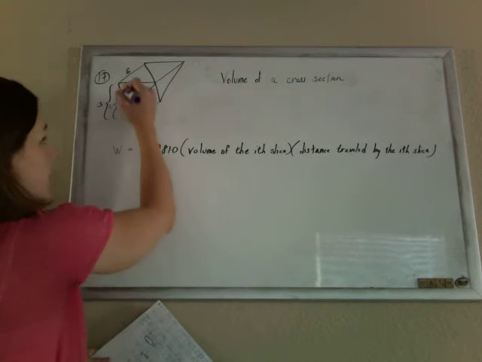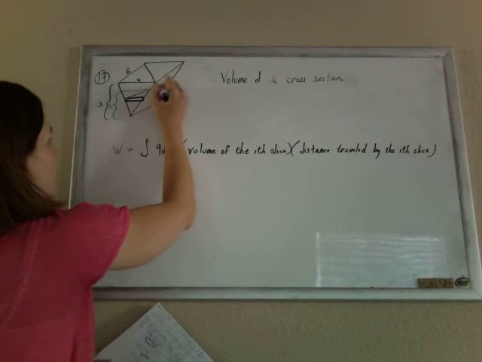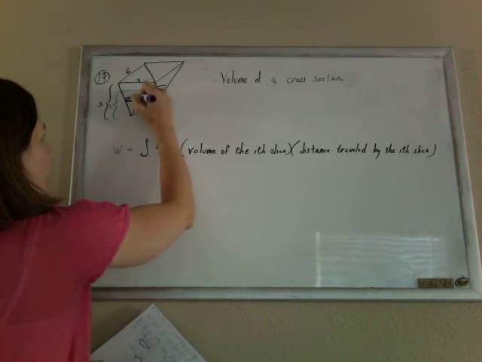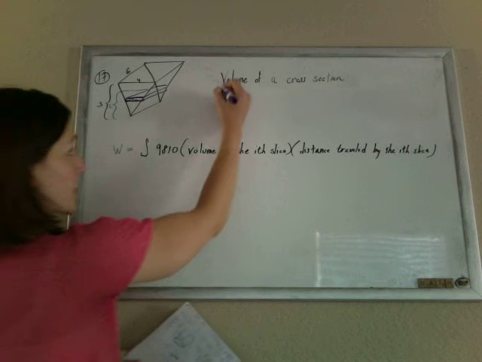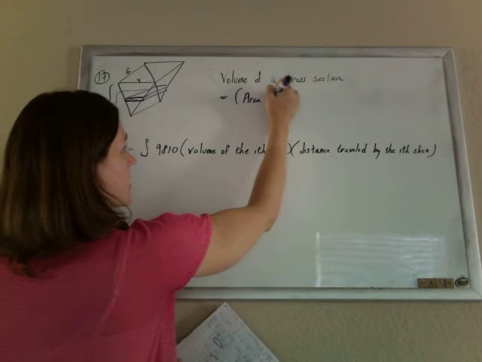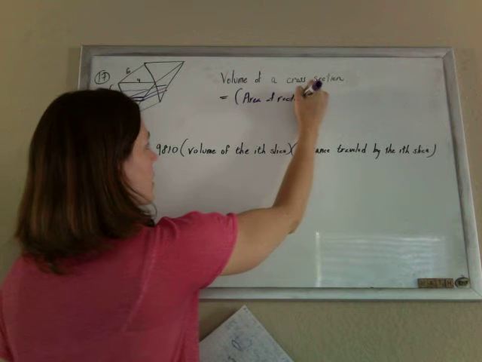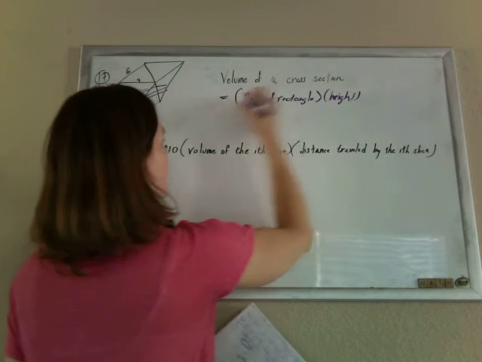Alright, first things first, we're going to draw a cross section here. So a little slice of water. And that shape is a rectangular prism. So any prism is the area of the base, and in this case it's a rectangle, times the height, and we'll work this out.